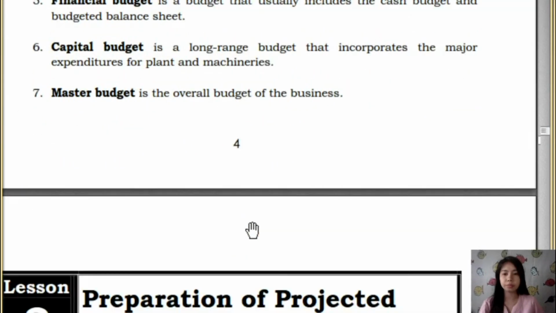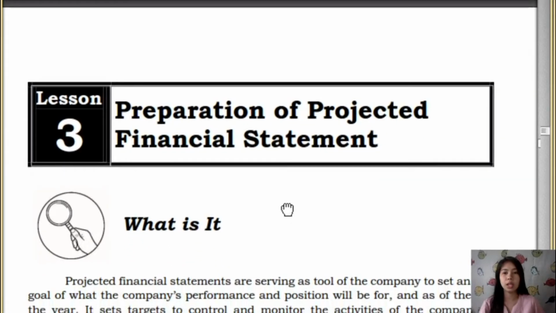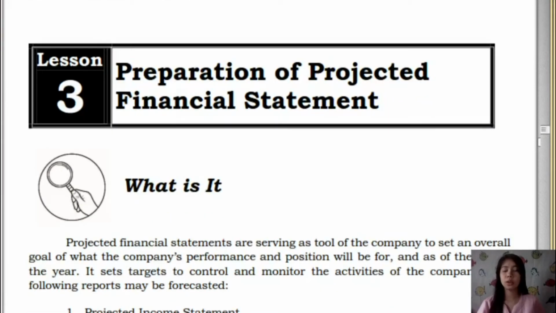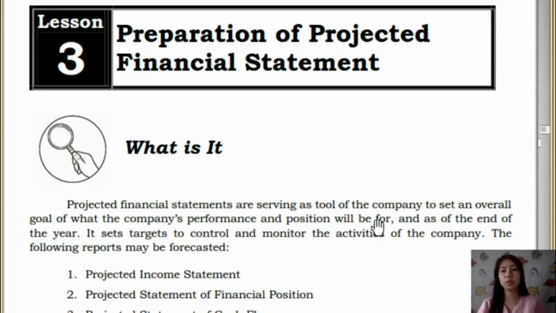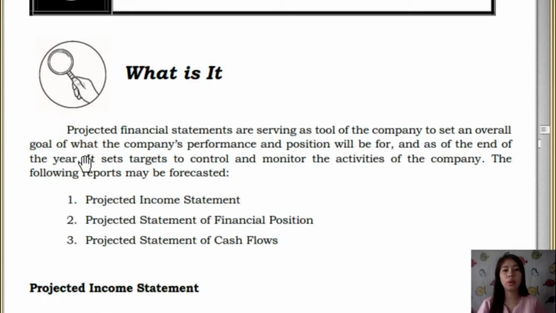Next, we have now the lesson 3, the preparation of projected financial statement. So, from the term itself, projected, or the forecasted financial statement, it serves as a tool of the company to set overall goal of what the company's performance or position will be. So, saan ang magiging stand ng iyong company for this year, or for the end of the year? Gaano karami ang sales, gaano karami ang ipoproduce. Okay, so with that, it sets target to control and monitor activities of the company.